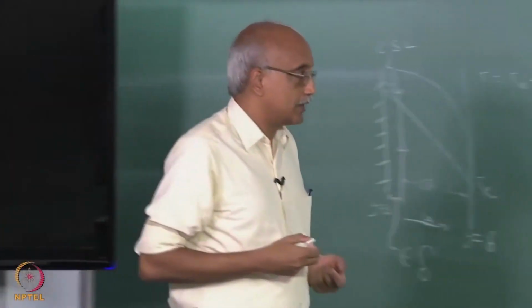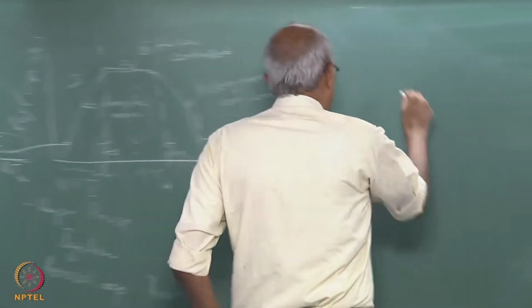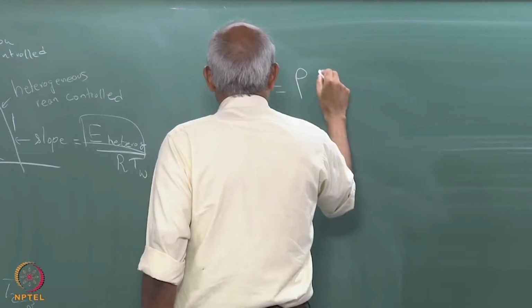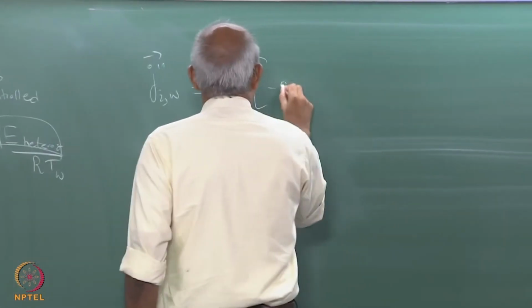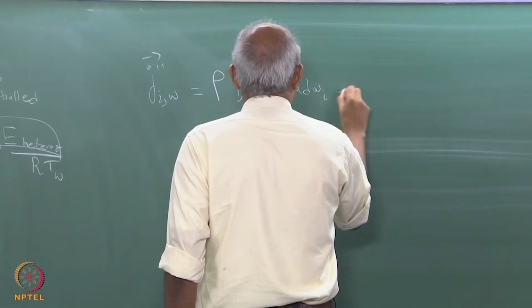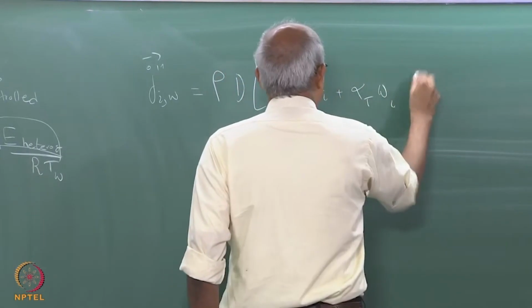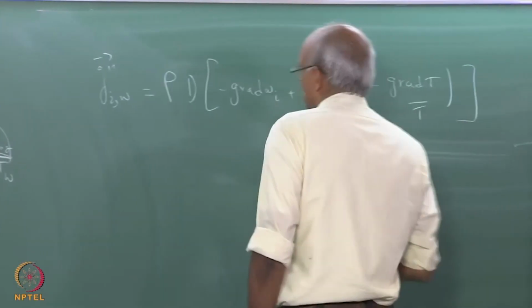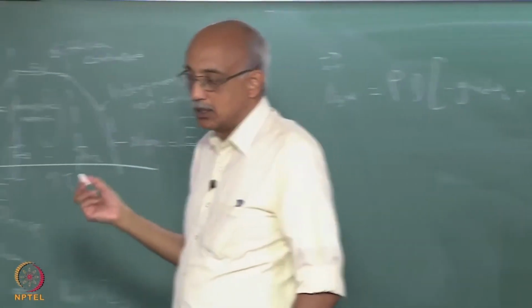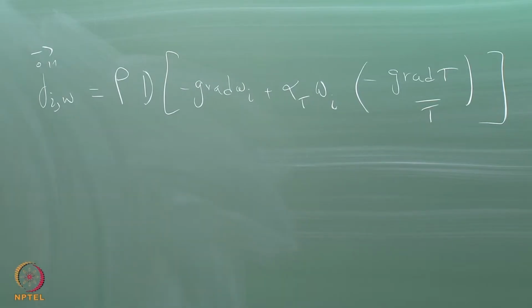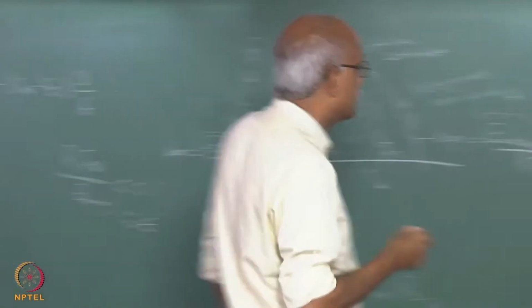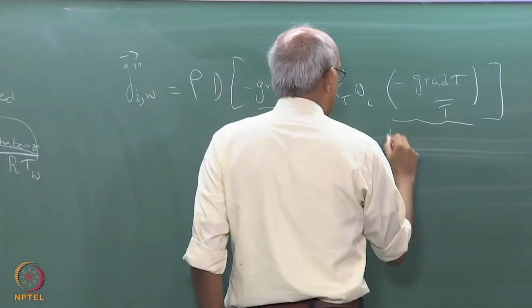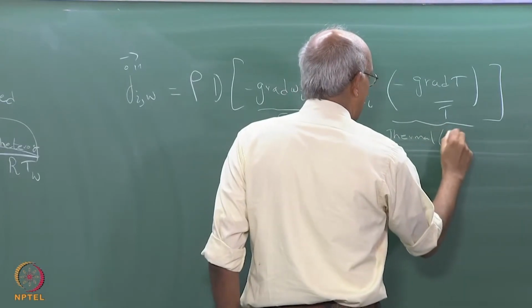So, if you go back to our definition of the deposition rate, J I W dot double prime equals rho times D times minus gradient in omega I plus alpha T omega I times minus gradient in temperature over temperature. This is our diffusion equation, including Fick diffusion as well as thermal diffusion or Soret diffusion. So, this is the Fick diffusion part, and this is the thermal or Soret diffusion part.